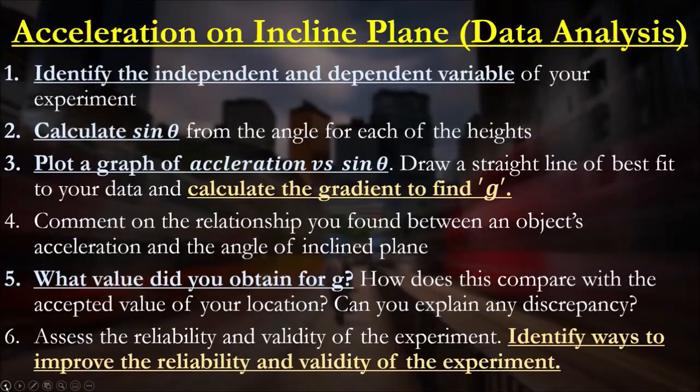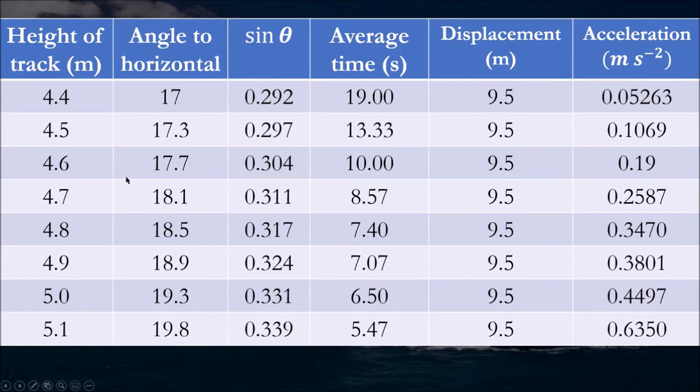Alright, so let me just show you what we have so far, just using that simulation there. This is just a different set of data that I've used. So if you got it from the simulator, then keep using that. Different angles from 17 degrees all the way to 19.8. I've also ensured that the displacement stays the same. That way I can work out what acceleration is, because if you recall at the start of the lesson, we said that acceleration is 2s over t squared.